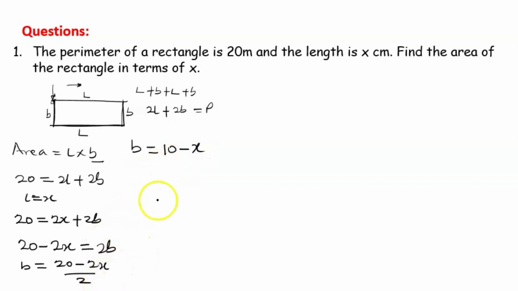I believe you understand what I'm doing. How do I get this? b is going to be 20 divided by 2 minus 2x divided by 2. So these 2 cancel these 2. 20 divided by 2 is 10. So I have my b equals 10 minus x.